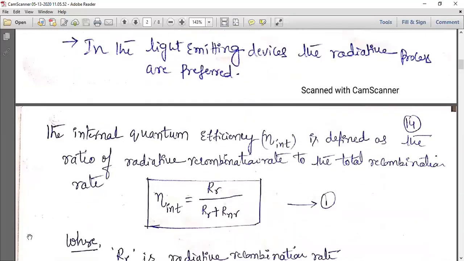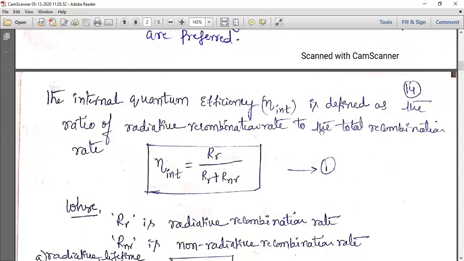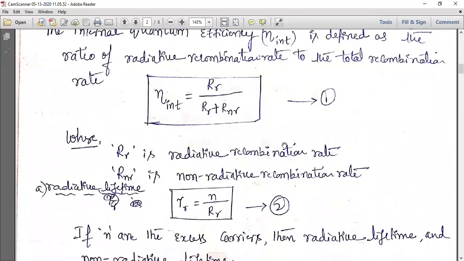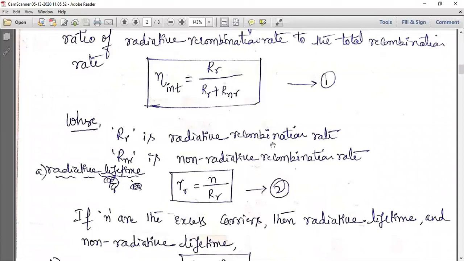The internal quantum efficiency is defined as the ratio of the radiative recombination rate to the total recombination rate. In terms of mathematics, efficiency is the radiative recombination rate divided by the total recombination rate. In the total, non-radiative as well as radiative, how much radiative recombination has occurred and generated light is called R_R, that is eta_int. R_R is the radiative recombination rate, and R_NR is the non-radiative recombination rate. So this is the rate of recombination.